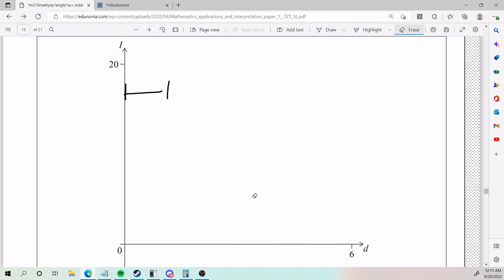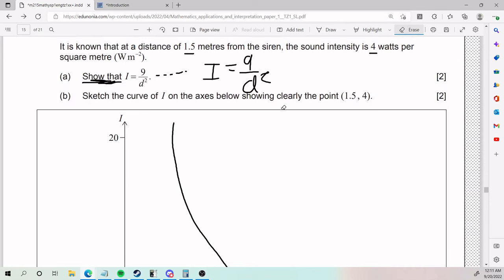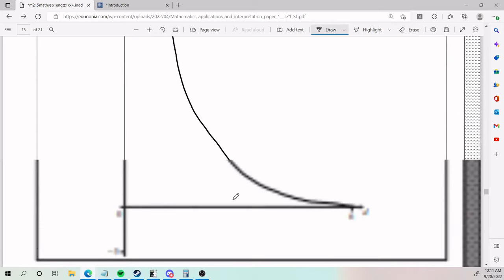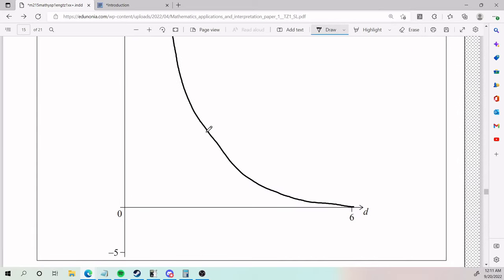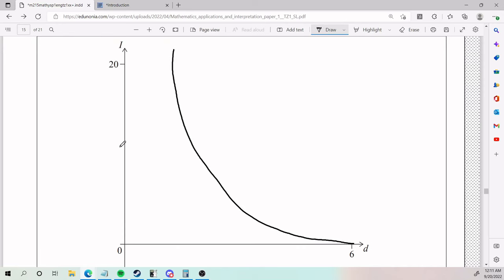And it should be very close to 6. Very close to 6, but doesn't touch. Got it? Am I done yet? No. I still need to show the point 1.5, 4. See? So 1.5, 4. This one you can eyeball it a little bit. Of course, make sure that it makes sense. If this is around 10, then 4 would be whatever, like here, cierto?